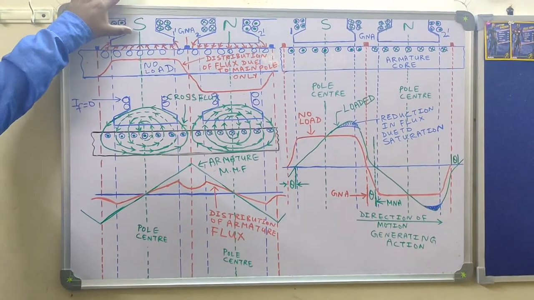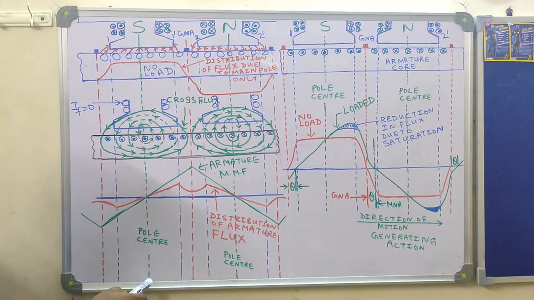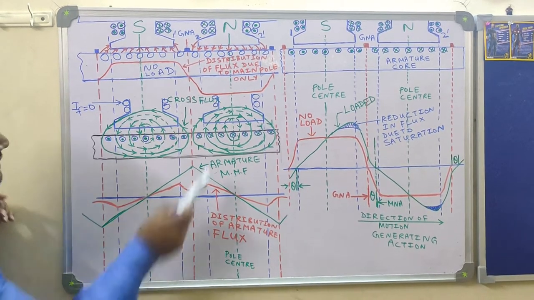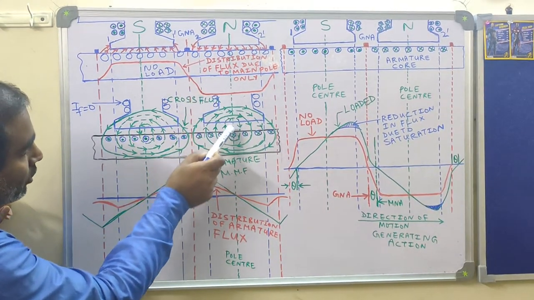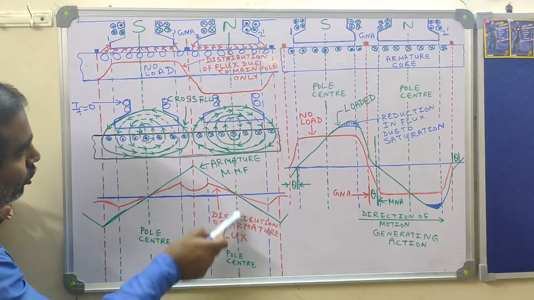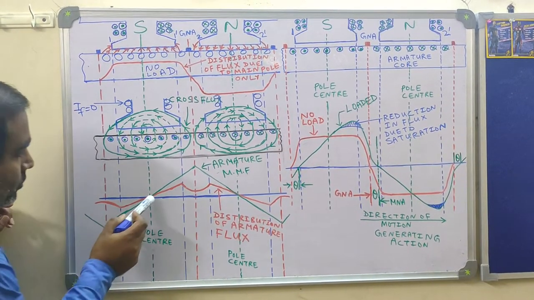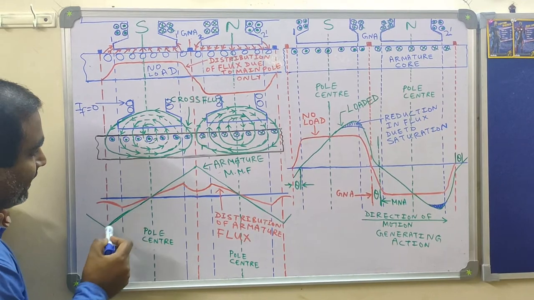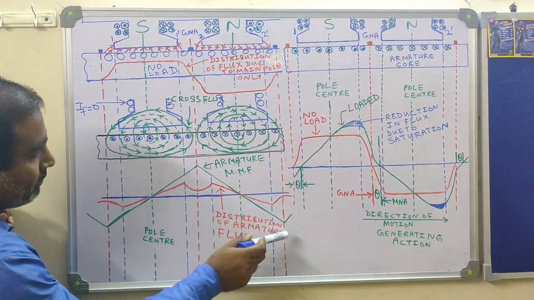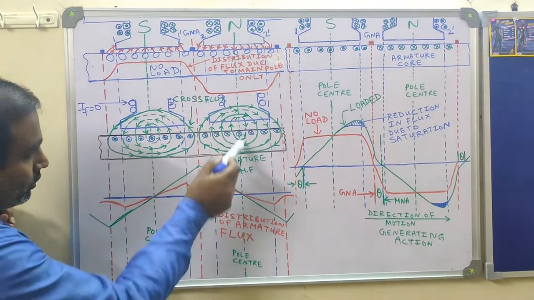You see, this is the south pole and this green dotted line represents the center of the south pole face. Likewise, this green dotted line represents the center of the north pole face. So under the center of the pole faces, armature MMF should be zero. That's what you see: this green line indicating the armature MMF passes through zero along the pole centers.